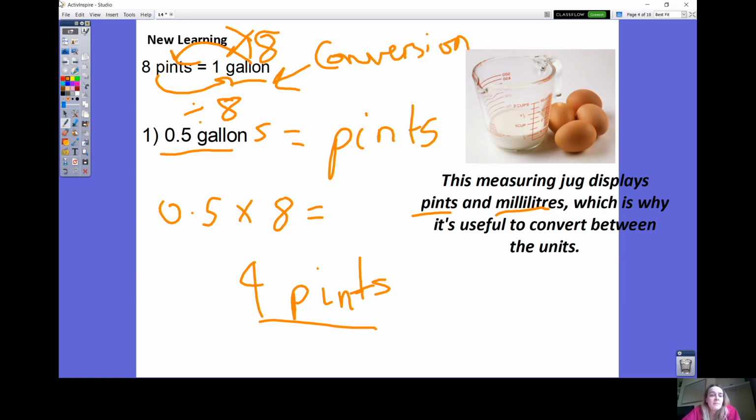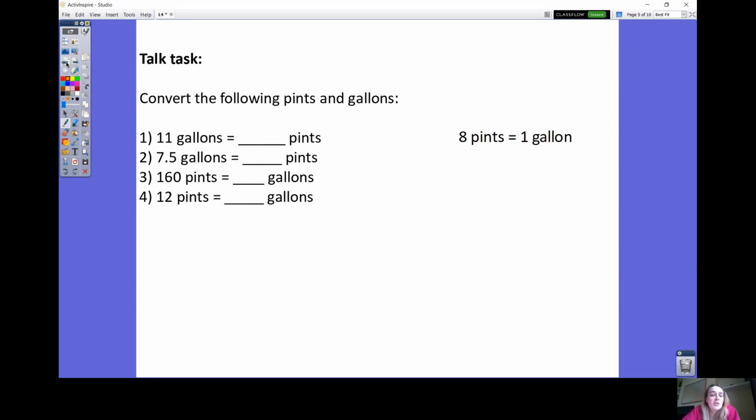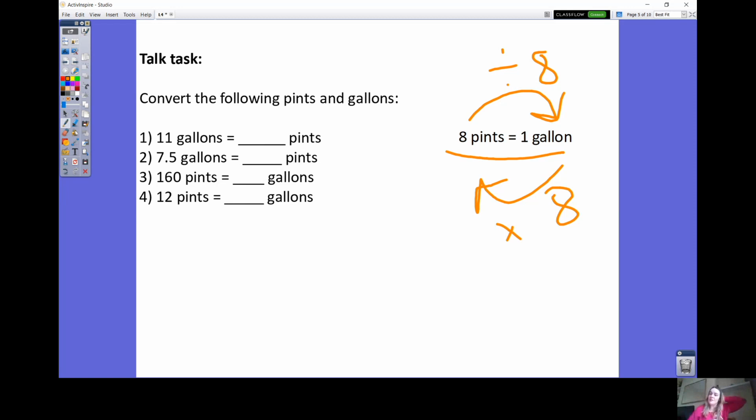Lovely. Let's look at some more examples here. So we've got talk tasks. For this talk task, in a normal lesson, I would pause here and give you the opportunity to do it with your peers. However, I think you're ready to do this at home. What I want you to do is convert the following to pints and gallons, remembering that 8 pints is equal to 1 gallon. So to go from pints to gallons, you need to divide by 8. And to go from gallons up to pints, you need to do the inverse, which is multiplying by 8. I'm going to give you the opportunity to try these independently, and then we'll come together. I'll give you about 2 minutes to pause this video, and then we'll come back together and go through the answers to work out what they are in pints and gallons.